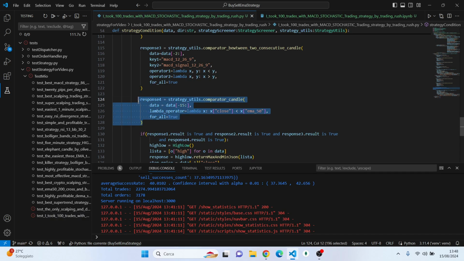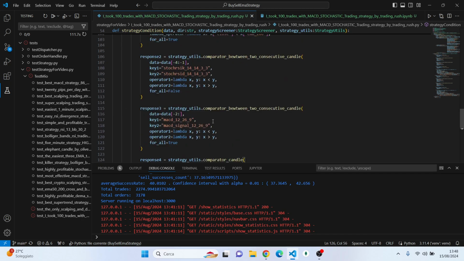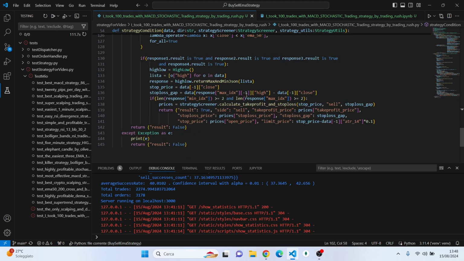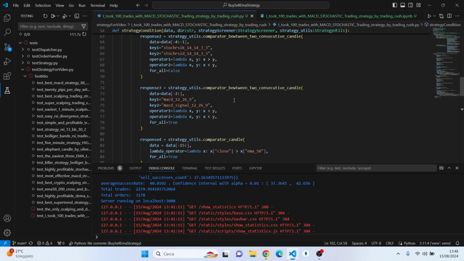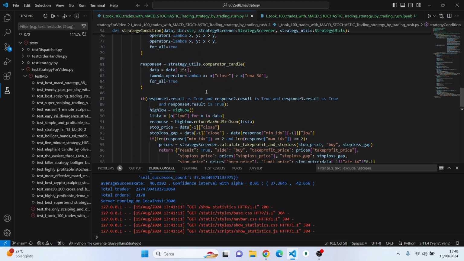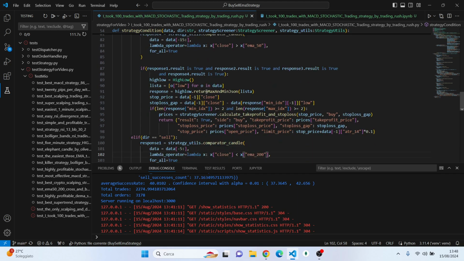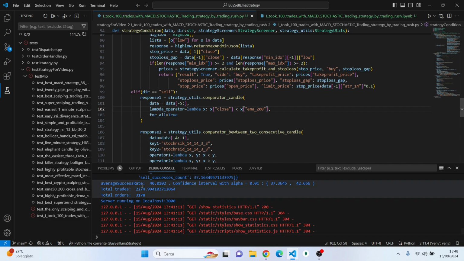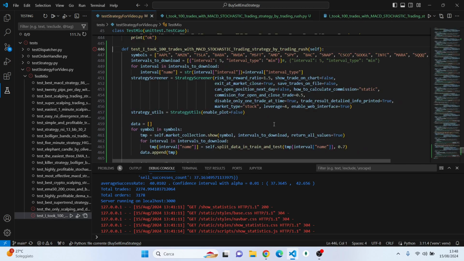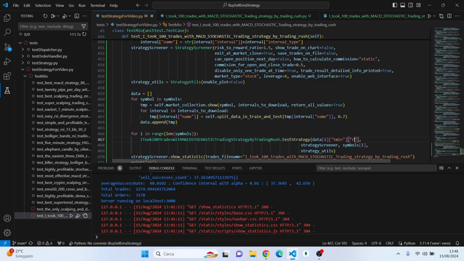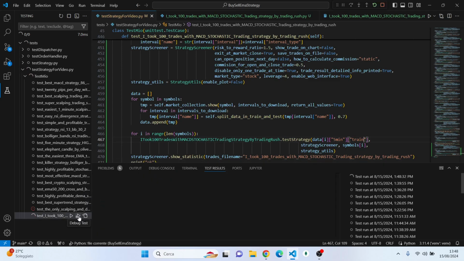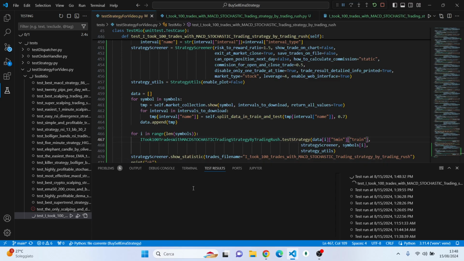As you can see here, I added the check for the EMA 50, and here there are the conditions for the MACD, the stochastic, and the EMA 200. Here for sell and here for buy. So you can clearly see the code I wrote. So now let's run the strategy again and see if we improve it. It's important to test if there are no errors. So let's run again and see.